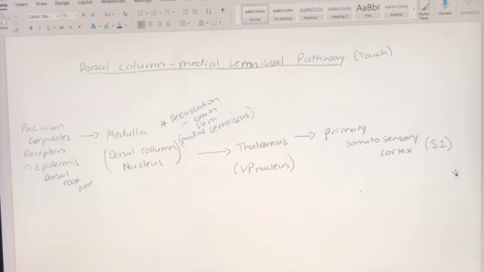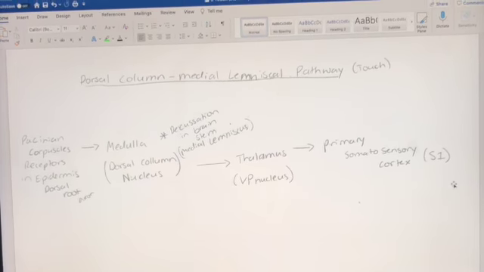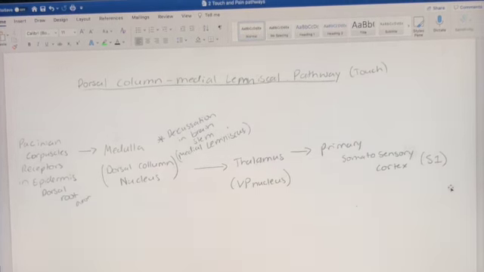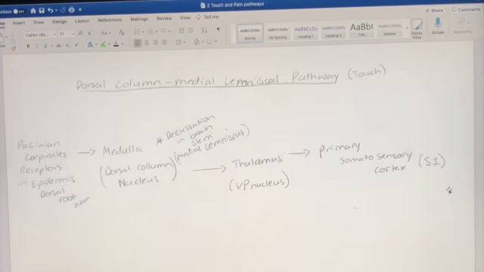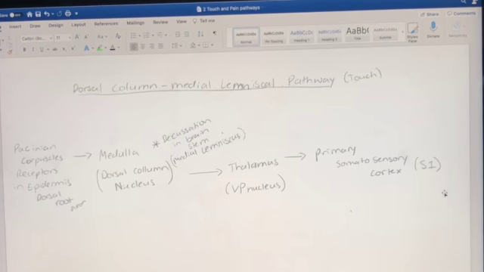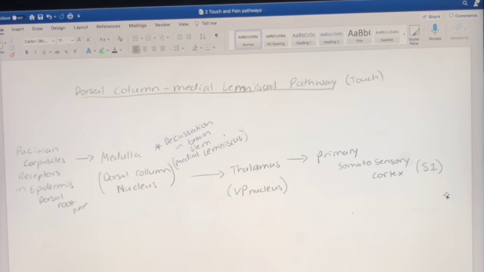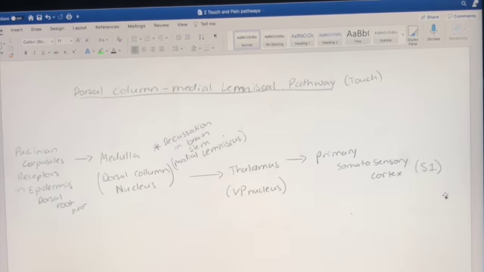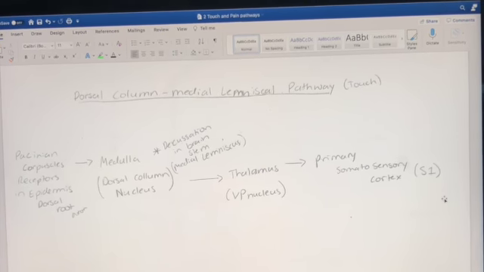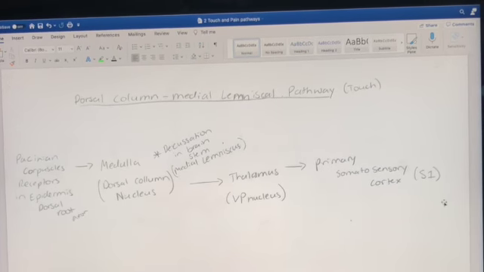So the next pathway we'll talk about is the touch pathway. Its formal name is the dorsal column medial lemniscal pathway. We're going to start with the sensory receptor cell, which in this case is going to be the Pacinian corpuscle receptor in the epidermis, with a dorsal root axon. This is a really long neuron, and it travels all the way to the medulla, where decussation occurs and it crosses over in the brainstem. After this, it goes to the thalamus, the VP nucleus, and then to the primary somatosensory cortex.